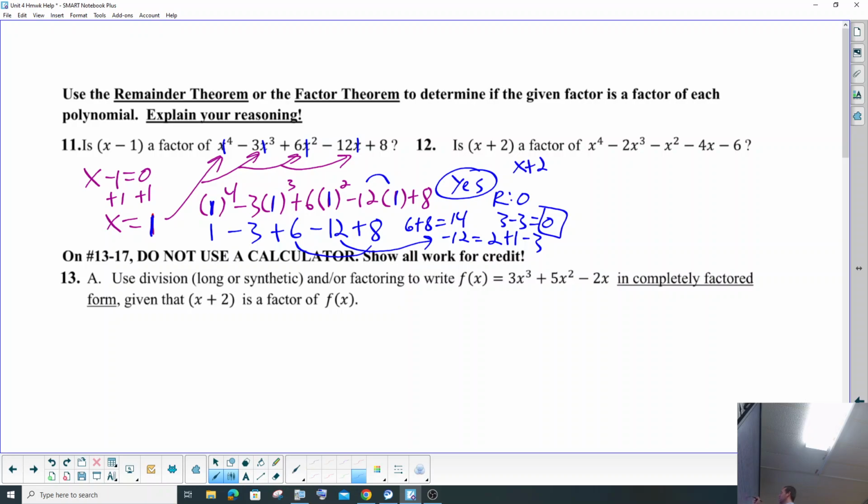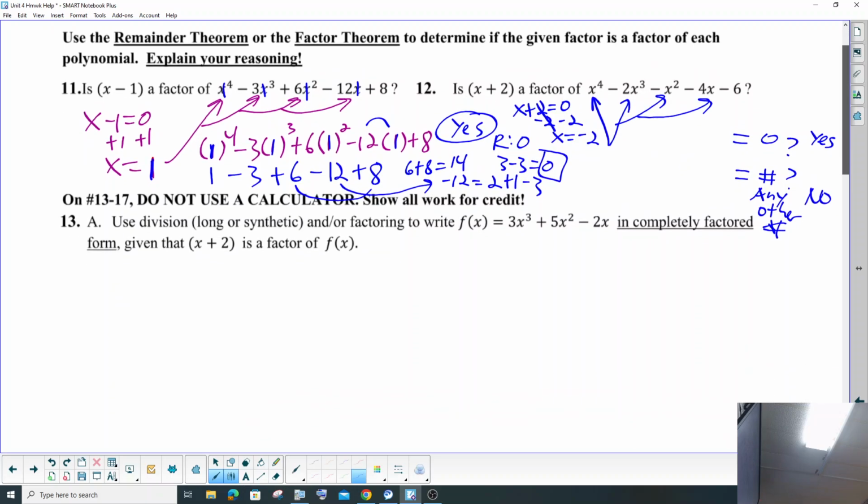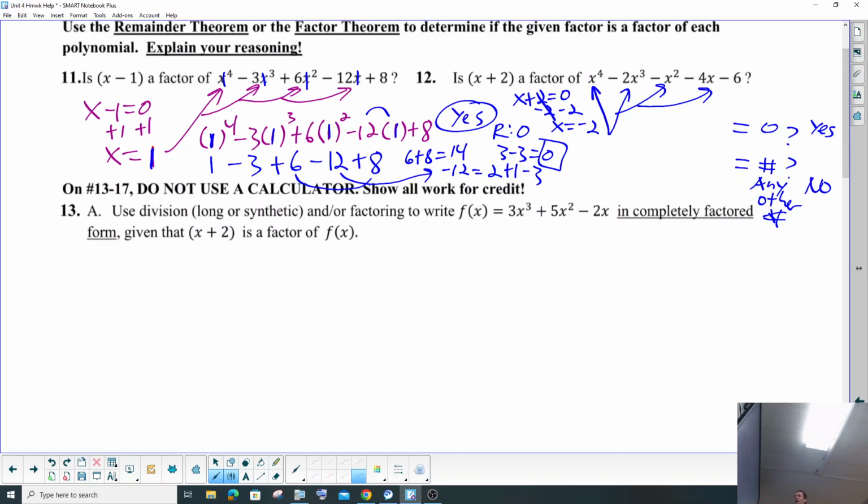Not a positive 2, but a negative 2 is what you're going to use. And everywhere you see an x, plug it in there. Did you get 0 or any other number? If you got 0, then yes. If you got any other number, then it's no.